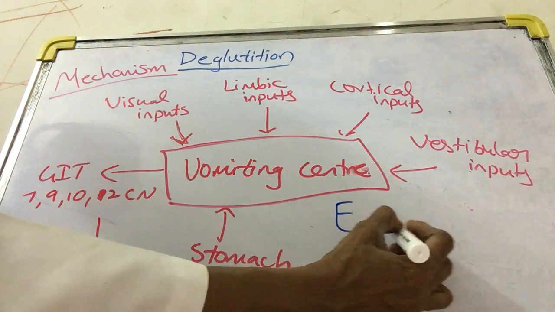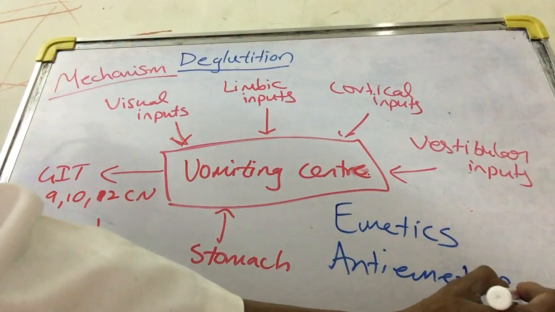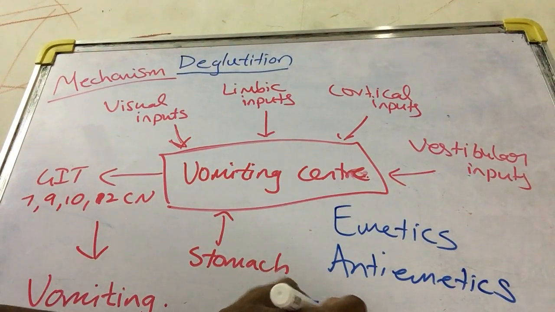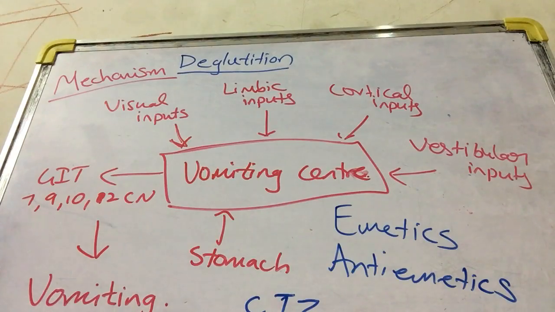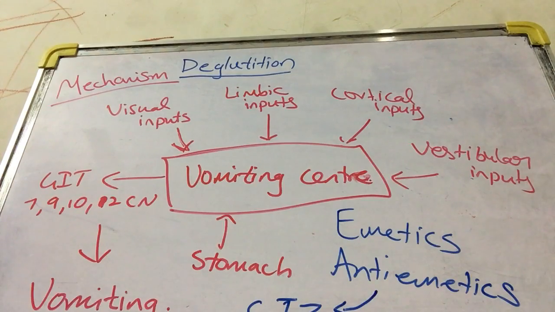Emetics and antiemetics. Emetics are the drugs that induce vomiting. These chemicals stimulate the receptors that are present in the chemoreceptor trigger zone located in the area postrema, a V-shaped band of tissue on the lateral wall of the fourth ventricle. Many antiemetics prevent vomiting by inhibiting this chemoreceptor trigger zone.